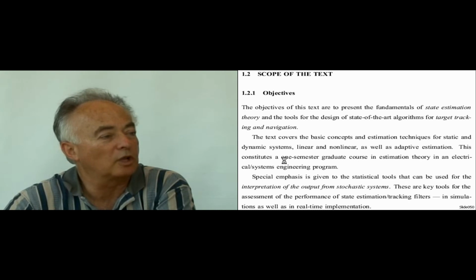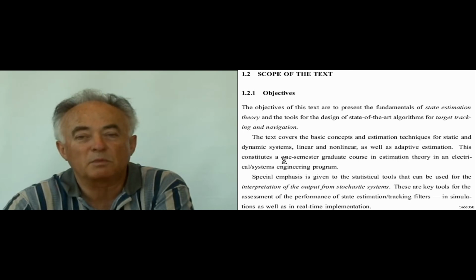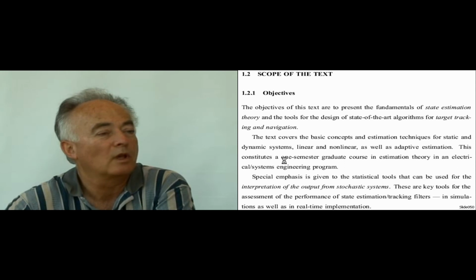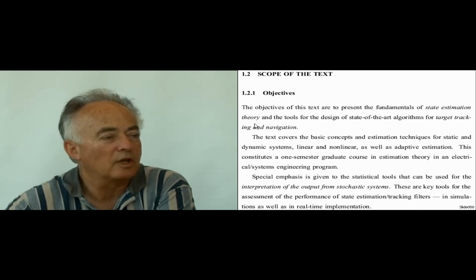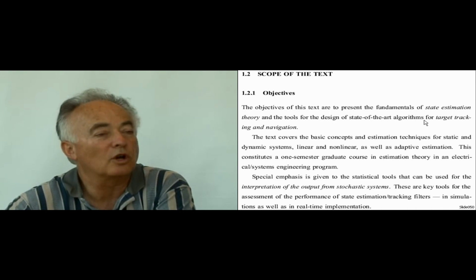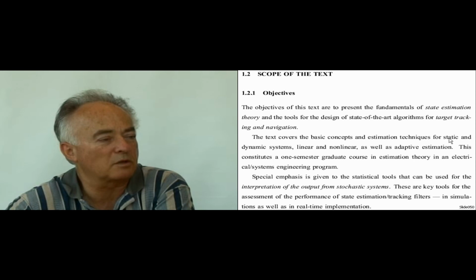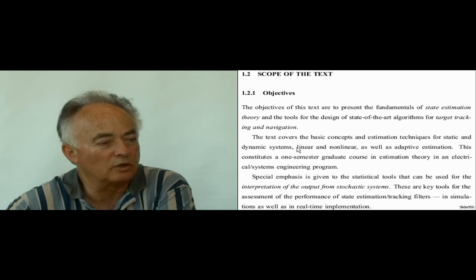Okay, with this introduction, we'd like to provide a quick description of what the main part of the course will consist of. We want to study the fundamentals of state estimation theory and the tools for the design of state-of-the-art algorithms. That's an engineer's number one job. In this case, the application will be target tracking and navigation. We'll cover the basic concepts and estimation techniques for static and dynamic systems. This is really parameter estimation for static systems, state estimation for dynamic systems. We'll look at linear and non-linear situations as well as adaptive estimation.